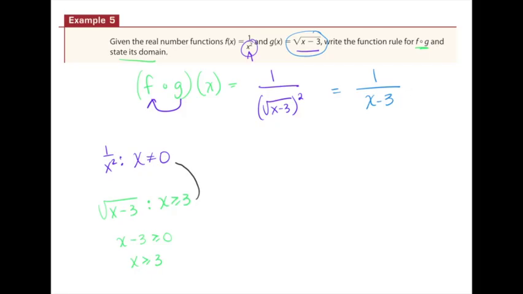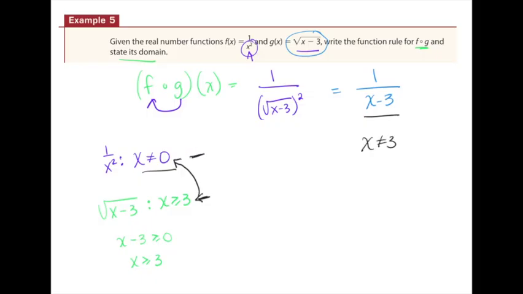So x is greater than or equal to 3. That actually takes care of this problem. Why? Well, if x is greater than or equal to 3, that will automatically exclude 0, right? So I don't even have to list this guy. He's taken care of right here. So now I need to look at this. What would cause a problem here? Well, 0 in the denominator. What's going to cause a 0 in the denominator? If it equals 3. So this cannot equal 3.